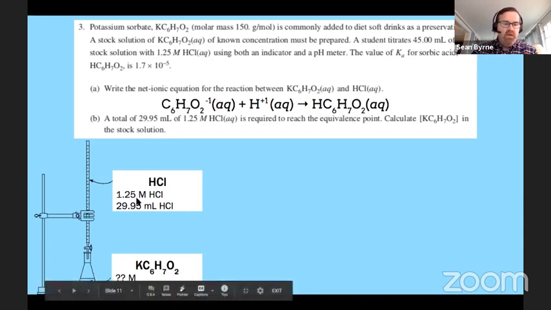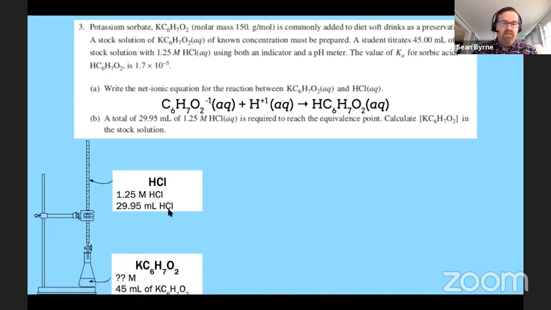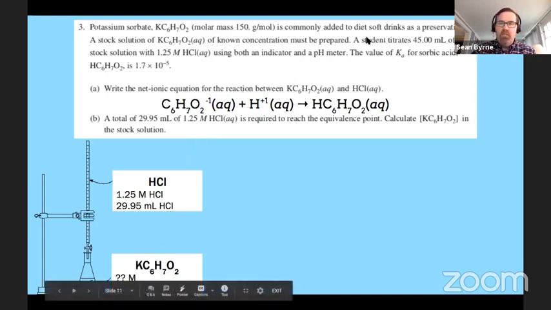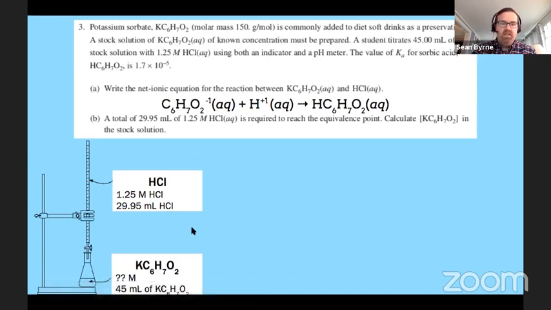So we have 1.25 molar HCl. We have 29.95 milliliters of the acid. We were told up in the problem originally that we had 45 milliliters of stock solution down in our Erlenmeyer flask. And so we're asked to calculate what is the concentration of KC6H7O2, potassium sorbate. What is the concentration of that solution from here?